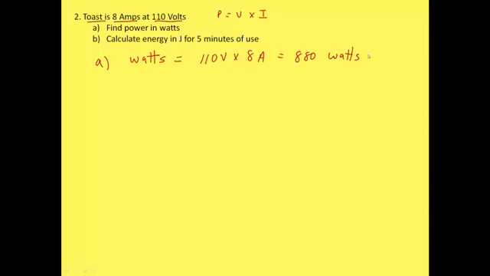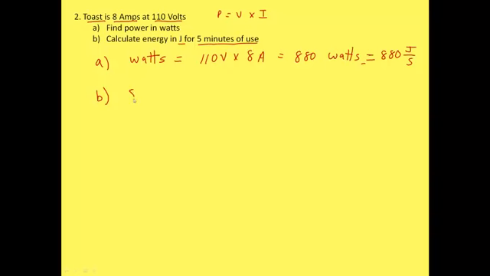We also have to remember that this is also equal to 880 joules per second. We may have to use that later on. Okay, then for the B answer, calculate the energy in joules for 5 minutes of use.